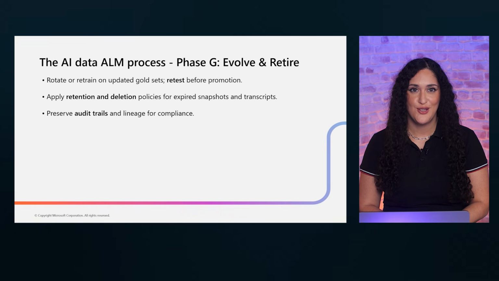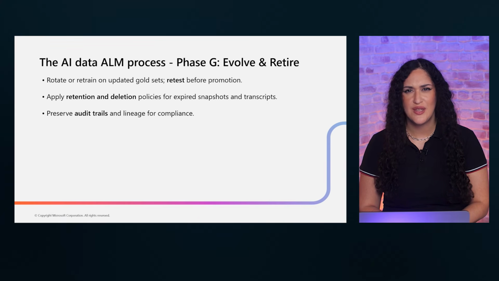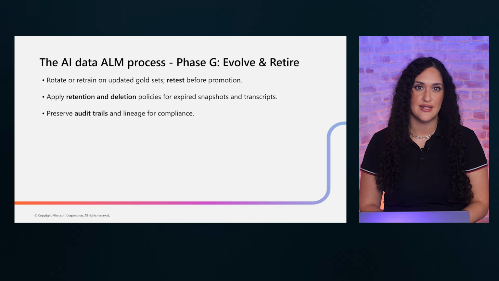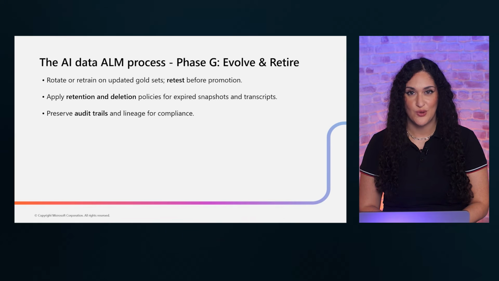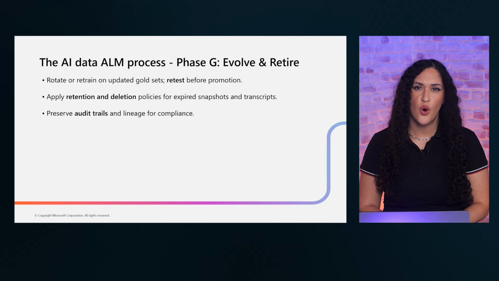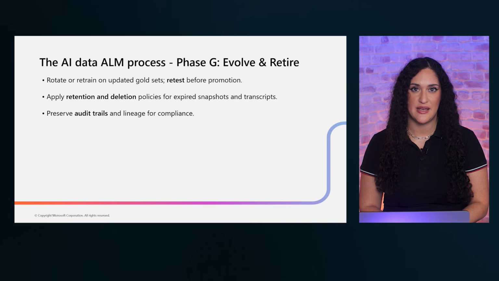Phase G closes the loop with evolution and retirement. Rotate or retrain models on updated gold datasets and always retest before promoting new versions. Apply retention and deletion policies for expired snapshots and transcripts so you are not hoarding stale data indefinitely. Preserve audit trails and lineage records for compliance because regulators and auditors will ask.